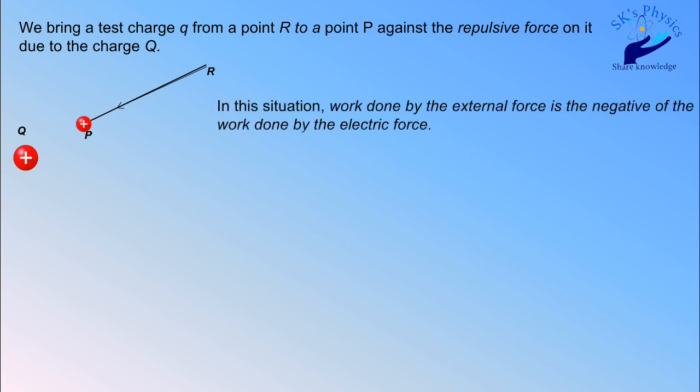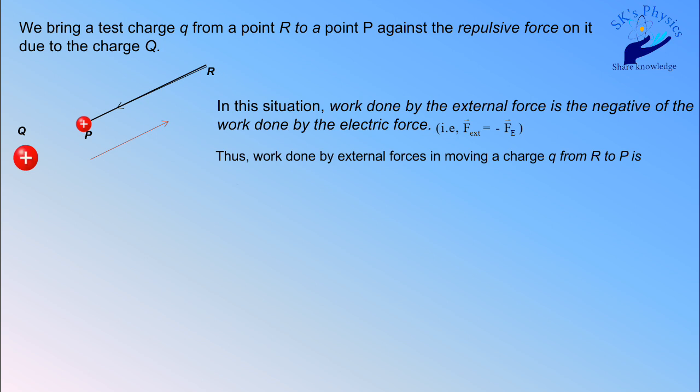In this situation, work done by the external force is the negative of the work done by the electric force. The electric force, that means the repulsive force, F_e, and the external force is opposite to it: F_external = -F_e. Thus, work done by external forces in moving a charge q from R to P is W_RP = integral from R to P of F_external dot dr = minus integral from R to P of F_E dot dr, because F_external = -F_electric.